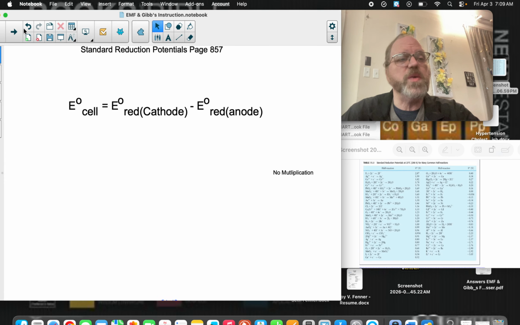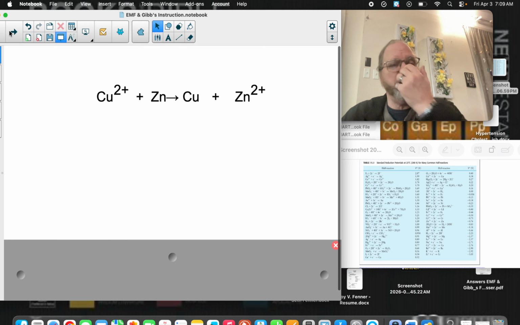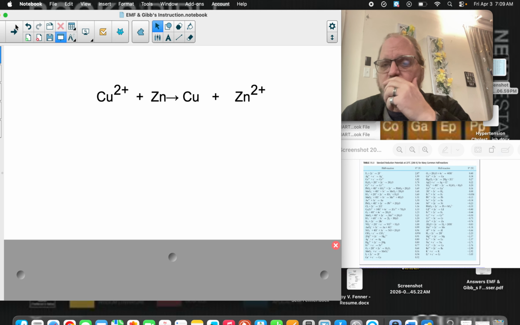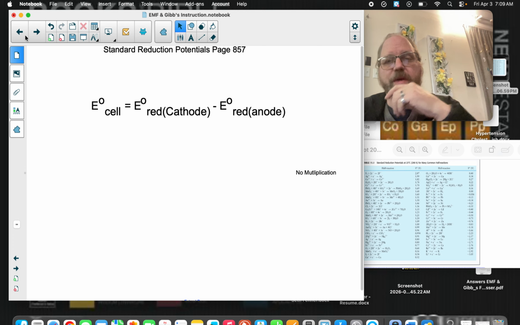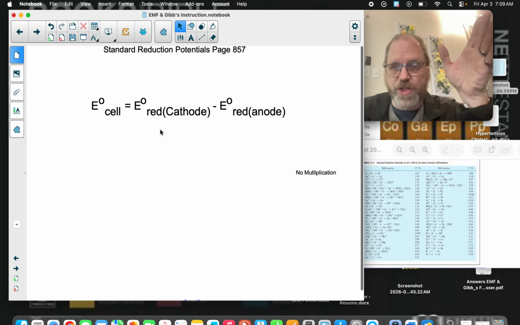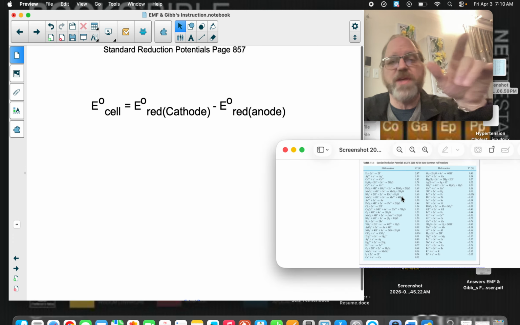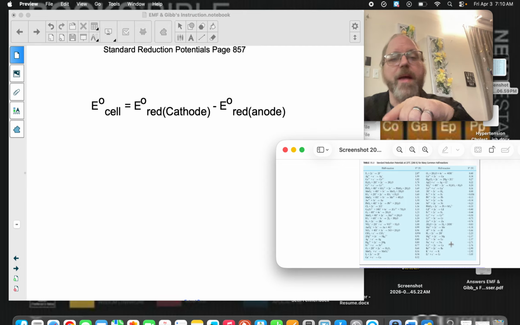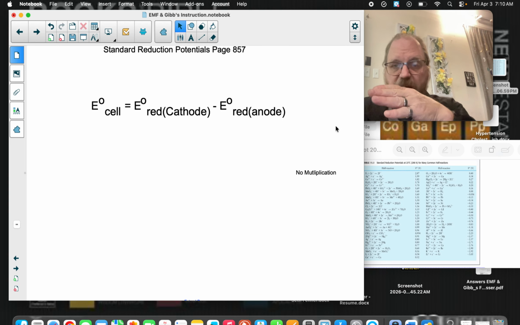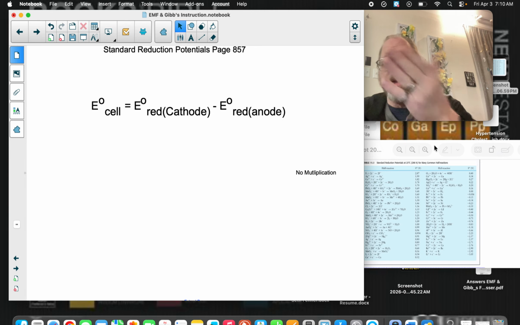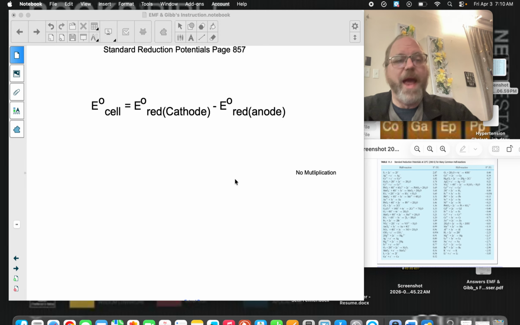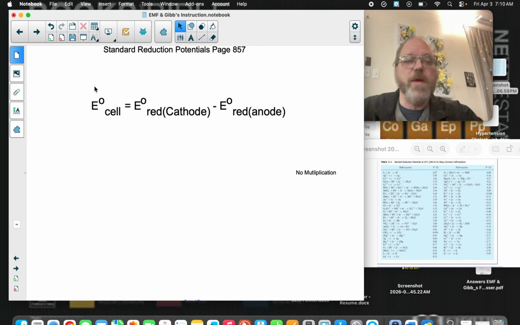Now, when we do this, we find the standard reduction potentials, which we have right here, and we take the standard reduction potential for the cathode. Remember, cathode is reduction. It's gaining electrons, and that's the way these are all written. Subtract the reduction potential for the anode, which is the oxidation, which is losing. It's basically the negative of this value, and we get the standard EMF for the reaction.